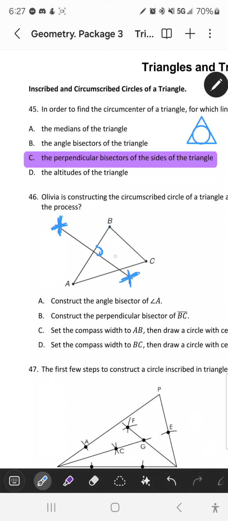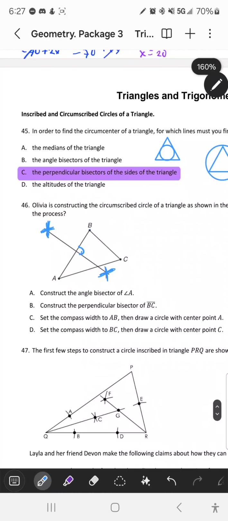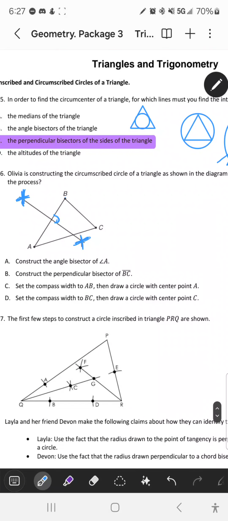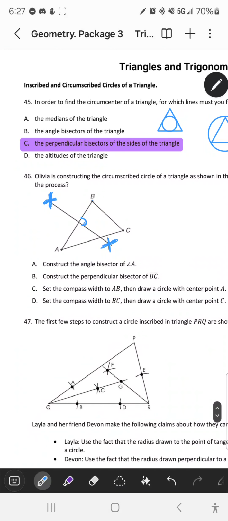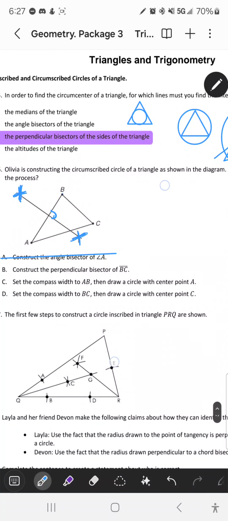Yeah, and then she should do the same for the other one, so for B and C. So let's see, consider the angle bisector for A. Does the angle bisector have anything to do with the circumscribed circle? No. Consider the perpendicular bisector for BC, kind of what I just said, so I like it.